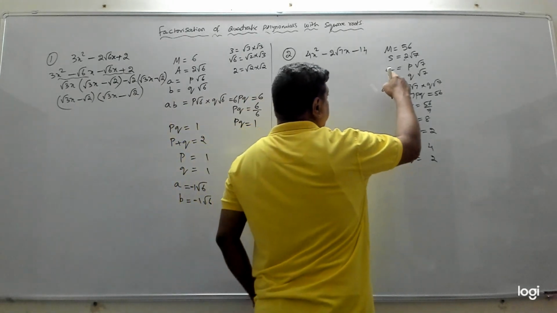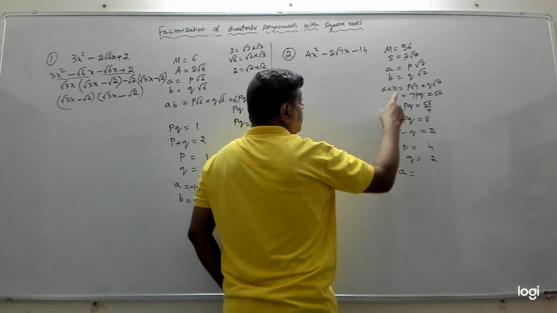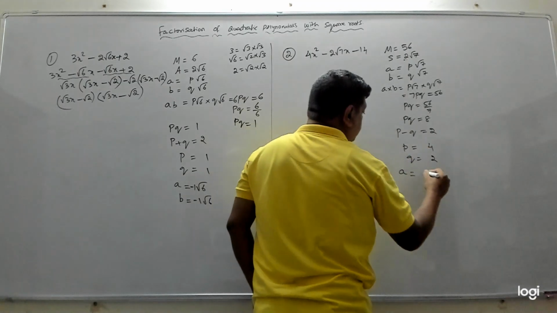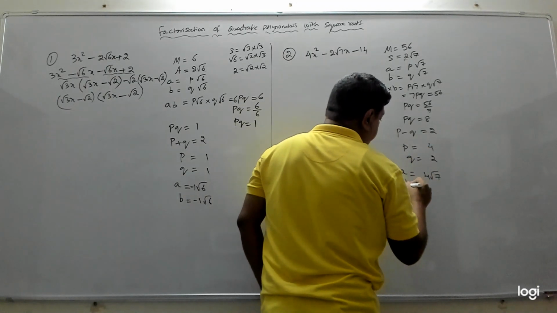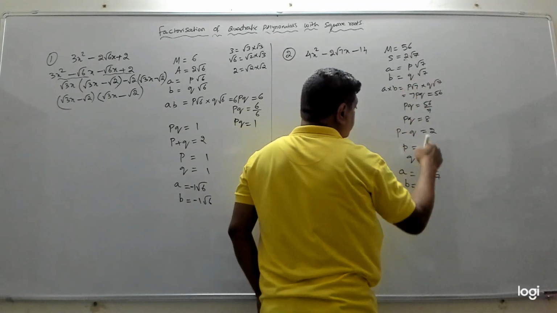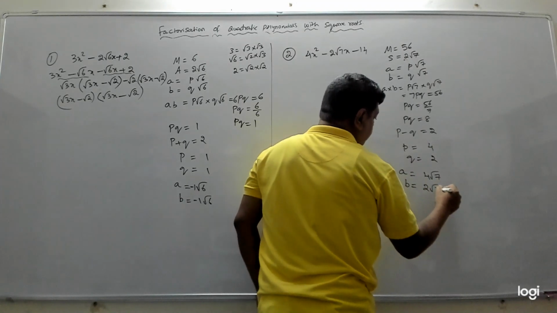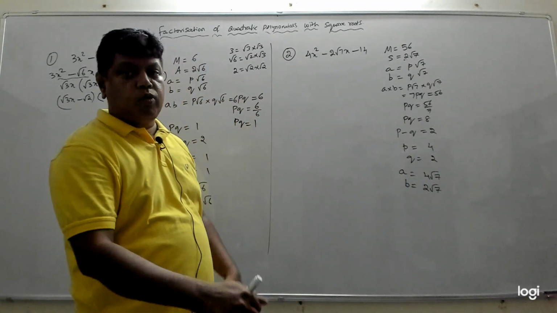So what is my A now? My A will become P root 7, and P is 4, so it is 4 root 7. And what is my B? B is Q root 7 and Q is 2, so 2 root 7. Now we have got the two numbers.